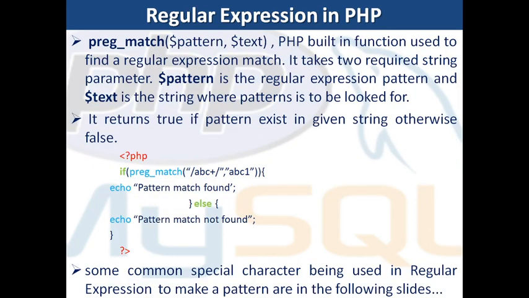Regular expression in PHP. preg_match() is a PHP built-in function used to find a regular expression match. It takes two required string parameters. $pattern is for the regular expression pattern, and $text is the string where the pattern is to be looked for. It returns true if the pattern exists in the given string, that is, in $text.